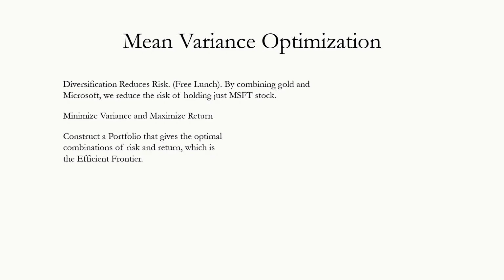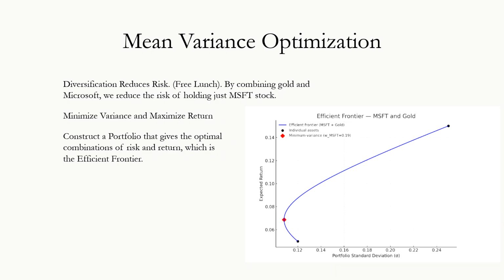And then finally, we could construct a portfolio that gives the optimal combinations of risk and return, which is the efficient frontier. We see that blue line basically being that, right? So we've got different combinations of risk and return.